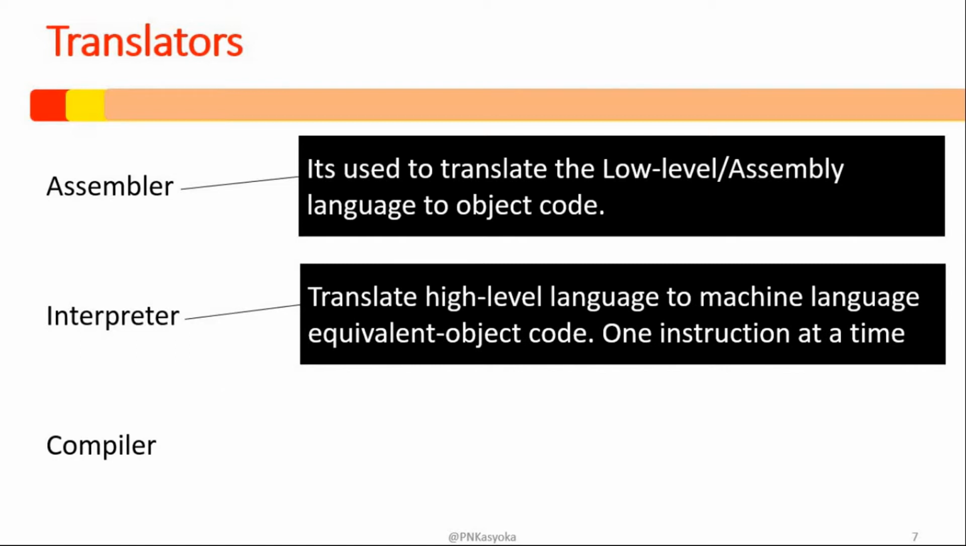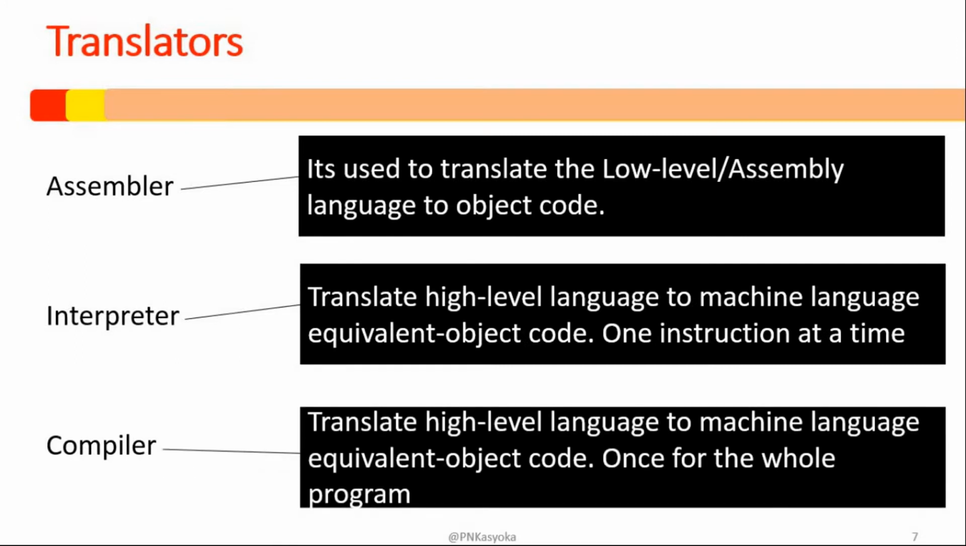The interpreter translates high-level language to machine language equivalent object code, if you like, one instruction at a time, while the compiler translates the high-level language to machine language equivalent, that is the object code, and it translates the whole program at once.